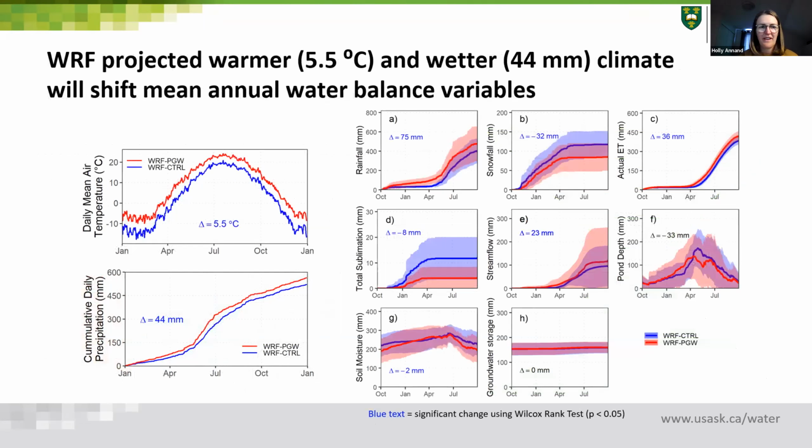So first, just on the projected warmer and wetter future for this period, what you're looking at here on the left is increases in daily temperature of about 5.5 degrees Celsius from current to future period.